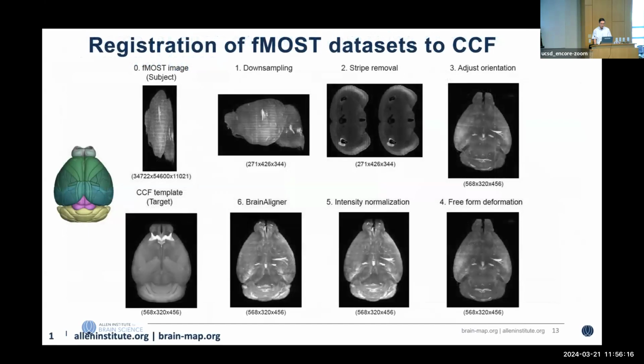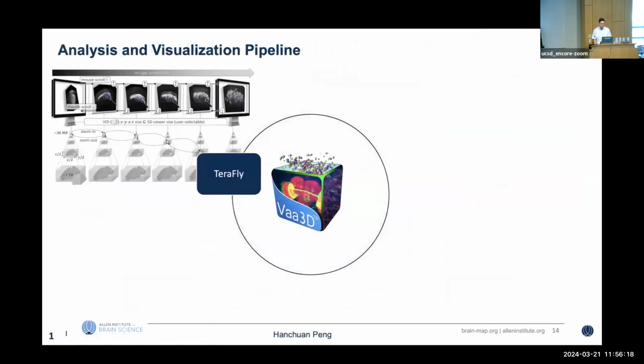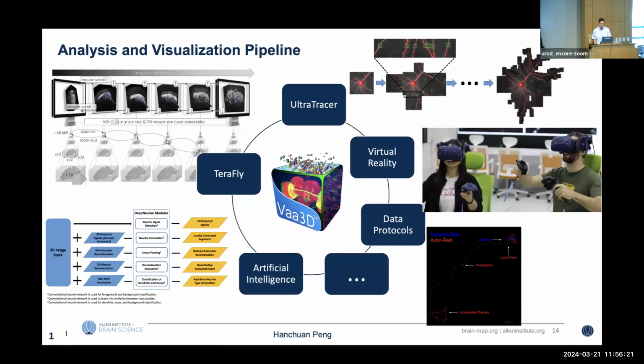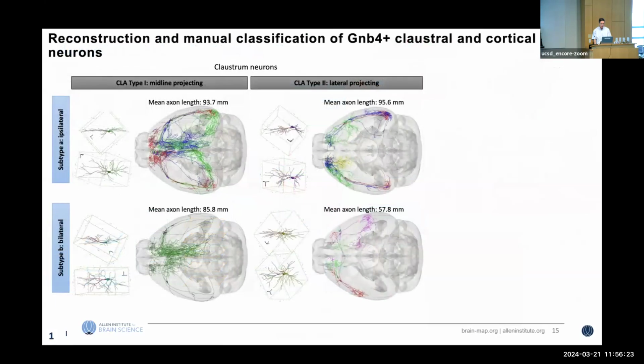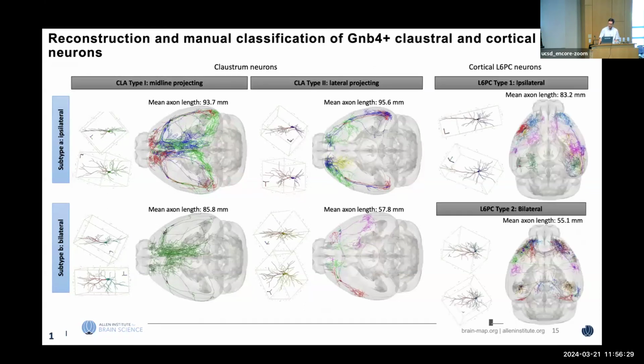I want to skip all this. There's more stuff about that. So there's a technique now to get the long range axonal projections. We now use a technique called FMOST, right?